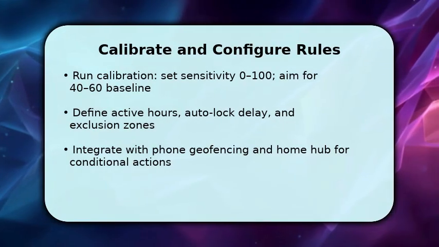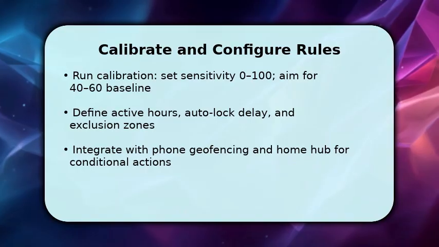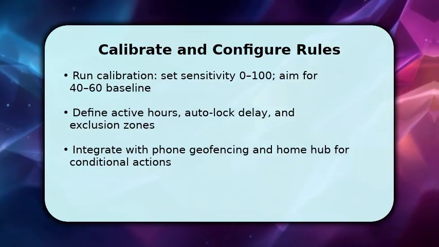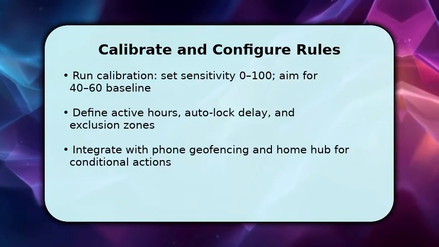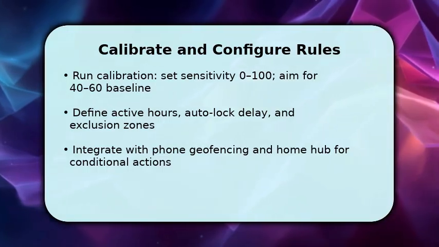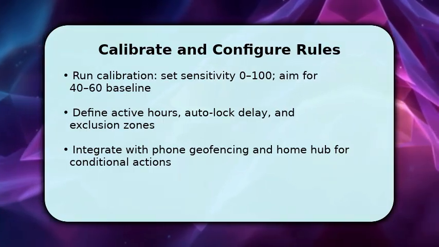Now you calibrate the sensor. Run the calibration routine and adjust sensitivity to a moderate level, typically 40 to 60, because higher values detect motion but increase false alarms. Next, create rules, set active hours, an auto-lock delay, and exclusion zones for pets or nearby roads.